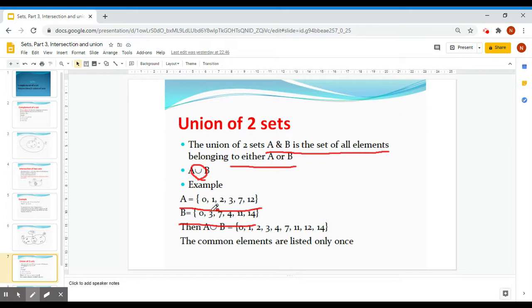So A union B, I put all the elements of A. Then the common elements that are between A and B, I don't list them another time because we can't list the element more than once. So I put 0, 1, 2, 3, 7, 12, 4 is in B, so it has to be here. 11 is in B here, and 14 is in B here. Okay, so I put all the elements of A, all the elements of B, but the ones that are common, I don't list them twice.